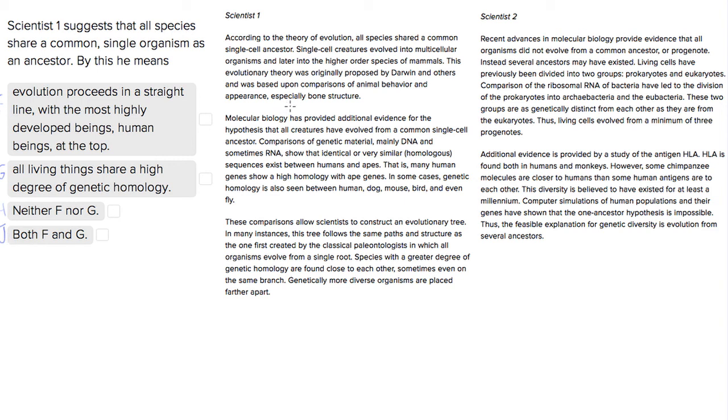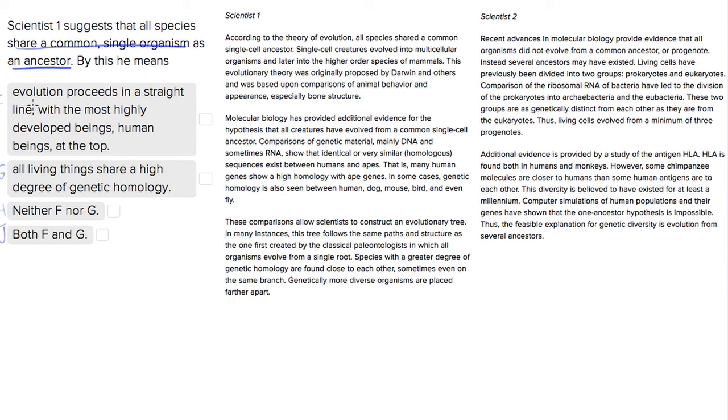The question is asking us, in Scientist 1's claim that all species share a common, single organism as an ancestor, what does this exactly mean? So let's look at our answer choices and see what applies. So choice 1, evolution proceeds in a straight line with the most highly developed beings, human beings, at the top. So let's see if this is in the passage.